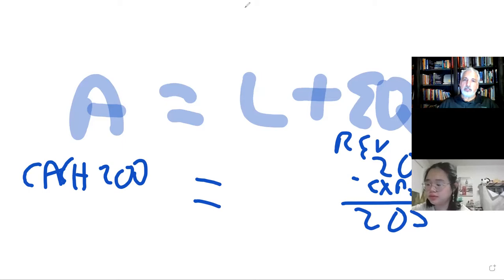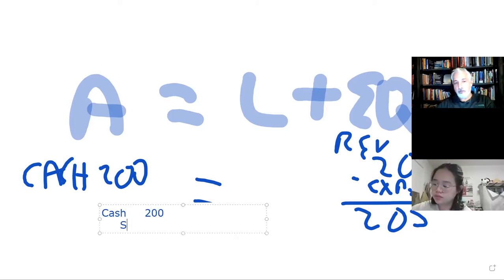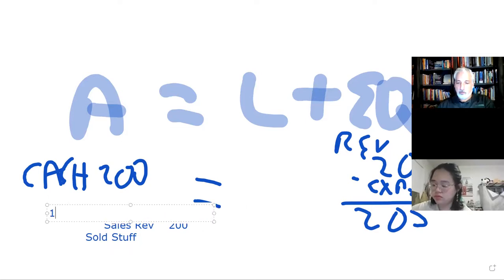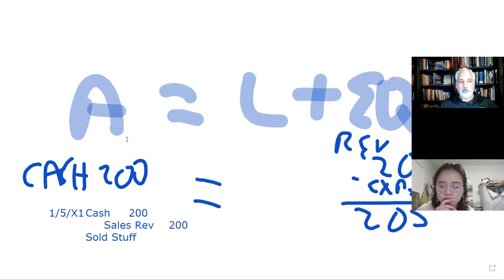So when we do the journal entry, we type it out and we say, oh, I know what a journal entry looks like. So I can go in and say cash debit for 200 and sales revenue, or whatever, sold stuff, 200. A journal entry in good form has a description, sold stuff, and we also throw a date on there because it's a good thing to do. So we'll go ahead and do 1/5/X1. Okay, so there we go. There's our journal entry. So we were really doing journal entries in chapter 1, but don't tell anybody.